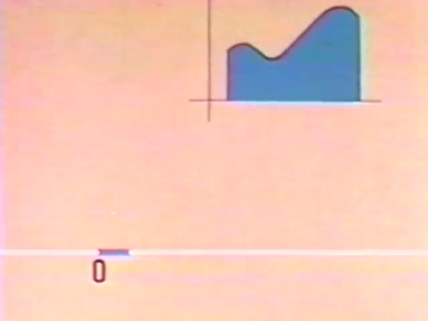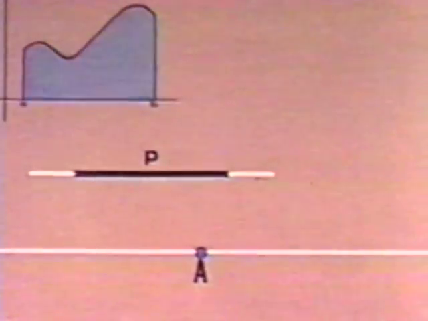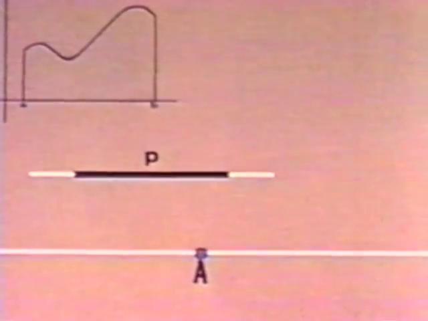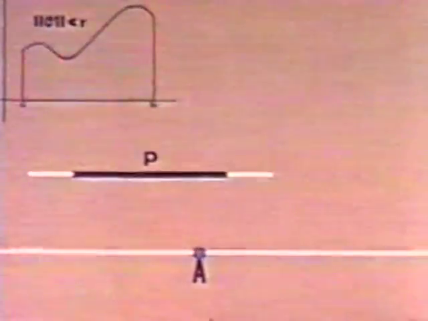Now let us represent the area A as a point on a number scale, and look at the algebraic argument that A is the limit of approximating sums. If we are given a positive number p, we can choose an r such that whenever the norm of the partition is less than r, the difference between the outer area and the inner area is less than p.